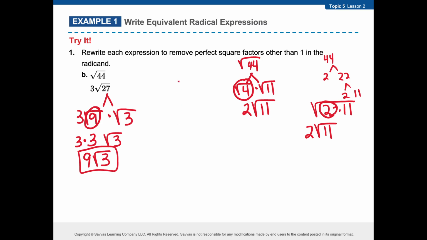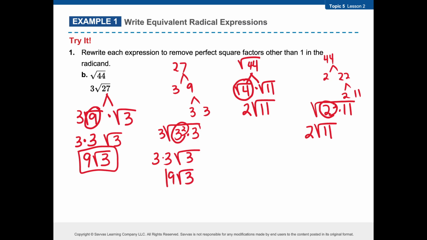Again, my family tree. 27, 3 times 9, 3 times 3. Group them in pairs. You have a 3 squared and a 3 without a pair. This 3 came outside. You already had a 3 on the outside, so 3 times 3, 9, with that 3 inside.